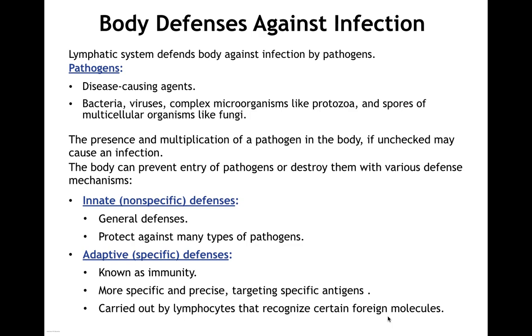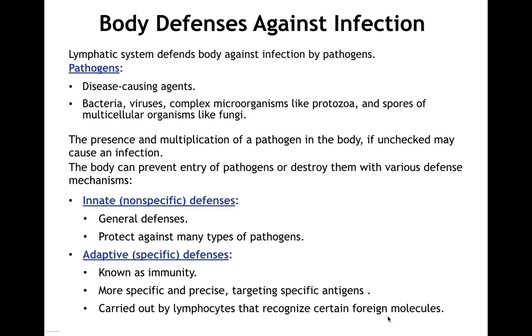So the lymphatic system defends the body against infections by pathogens. The definition of a pathogen is something that causes a disease. They typically are bacteria, viruses. They can be more complex, like protozoa, spores of multicellular organisms like fungi. That would include parasitic worms, for example, in the protozoa.